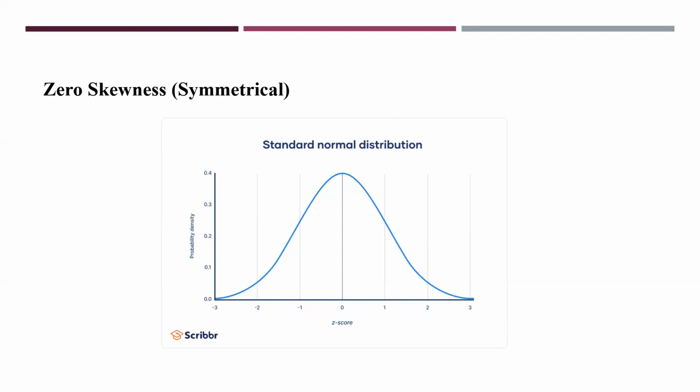And then there comes zero skewness, symmetrical. A distribution is considered to have zero skewness when it's perfectly symmetrical, with equal tail lengths on both sides. The mean, median, and mode of a symmetrical distribution are all the same. Example: a standard normal distribution bell-shaped curve has zero skewness.